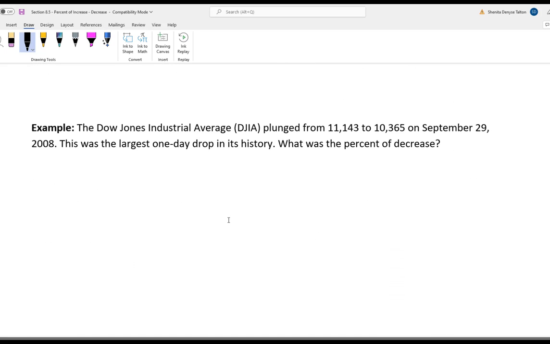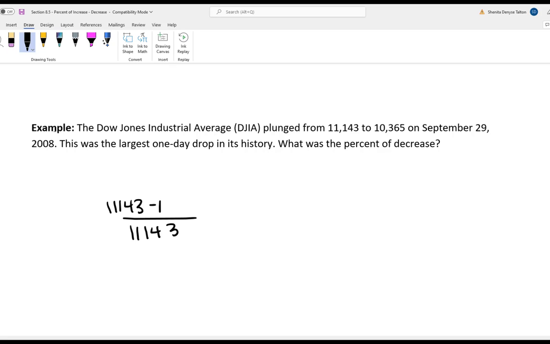The next problem says the Dow Jones Industrial Average plunged from 11,143 to 10,365 on September 9, 2008. This was the largest one-day drop in history. What was the percent of decrease? So the original amount is the 11,143. We know that it dropped down, and we're going to figure out, well, how much did it decrease by?